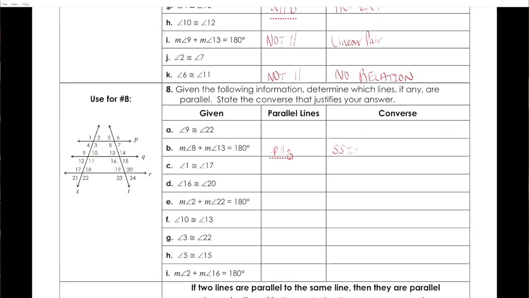16 and 20. Both on transversal T, in between Q and R. So we could say Q is parallel to R. I'll put that in the right spot. And that is alternate interior angles.